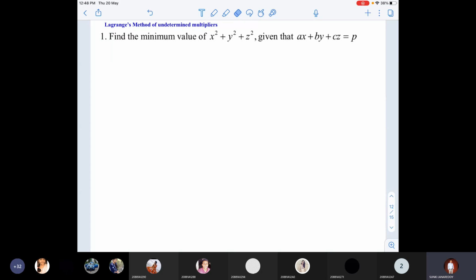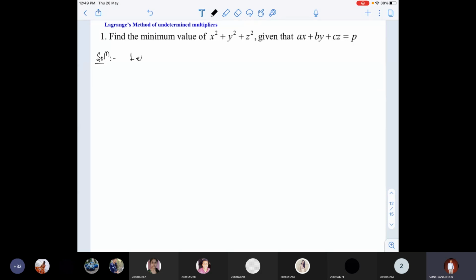So here, what is f of x comma y comma z in the given problem? x square plus y square plus z square. And what is the relation? Phi of x comma y comma z equal to ax plus by plus cz minus p. Now these are the given values. First we should write the given values. All of you write the problem first.